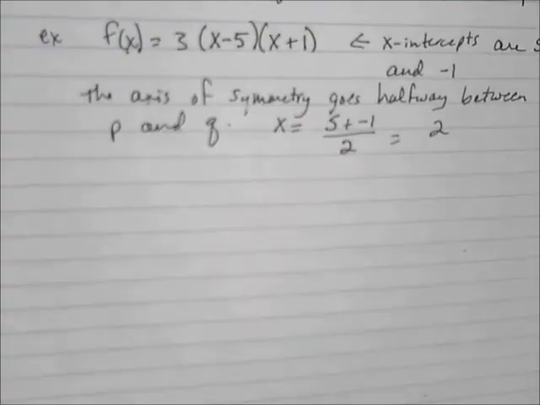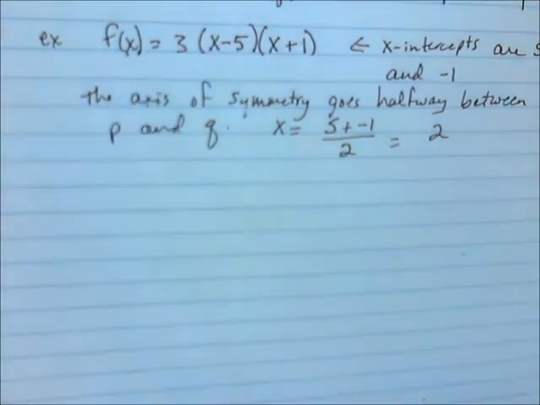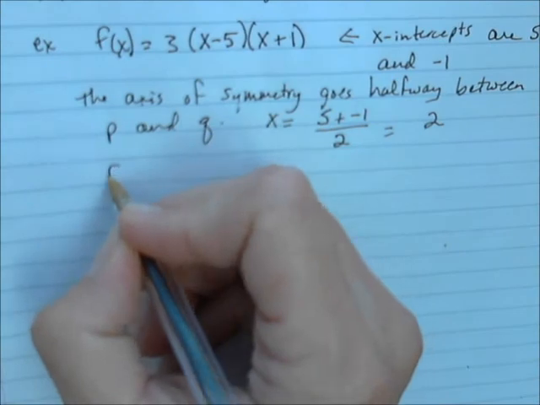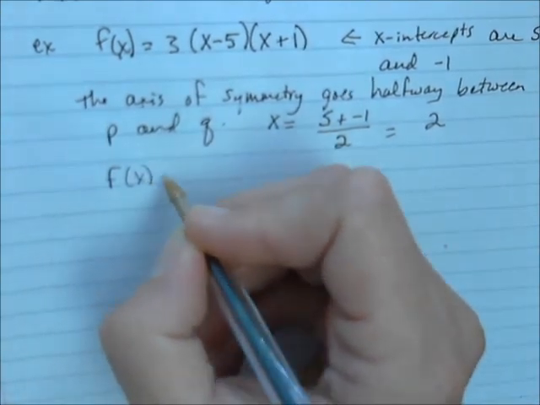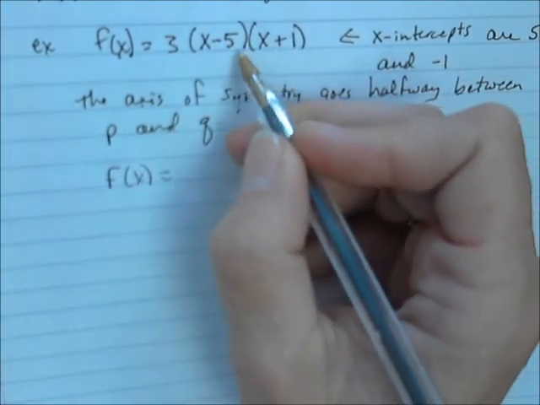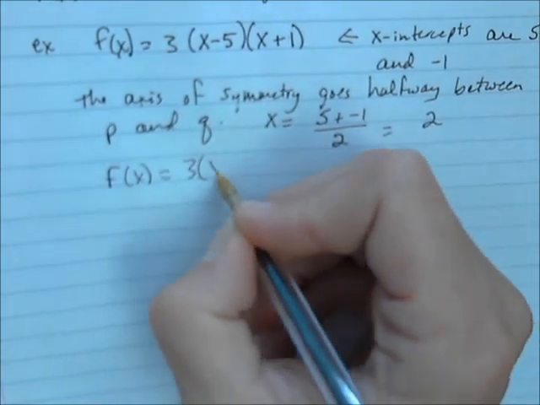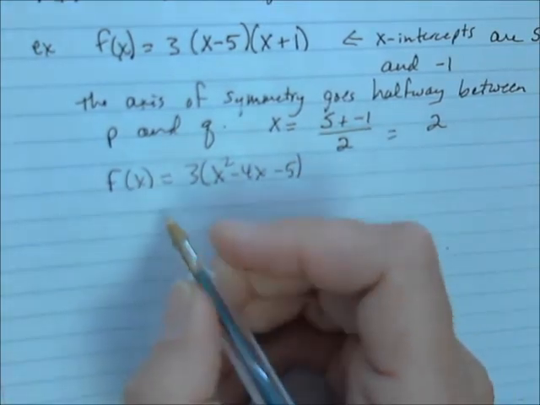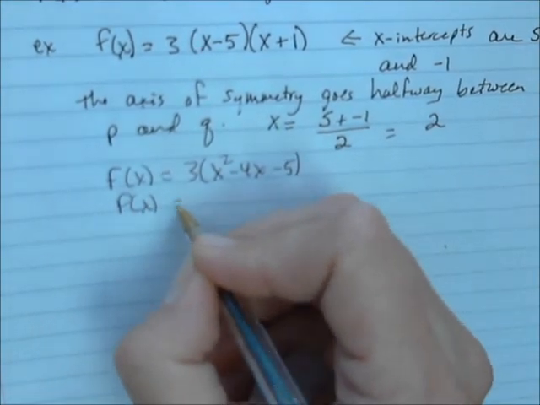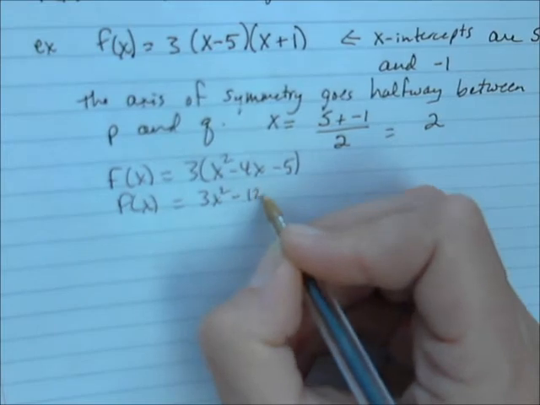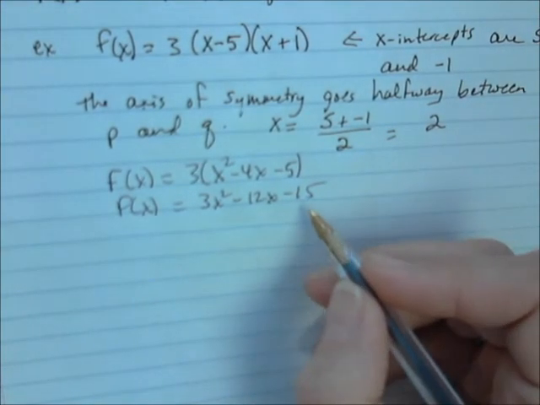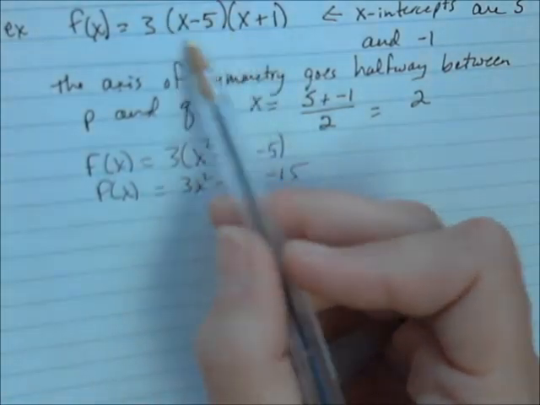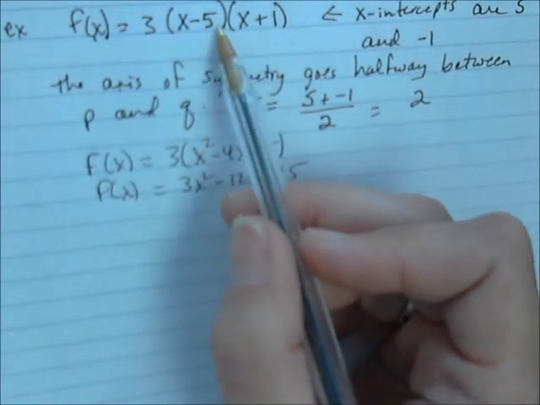You can change this intercept form back into standard form by first calling this f of x equals, and if you FOIL (x minus 5) and (x plus 1), you get x squared minus 4x minus 5. And then if you distribute the 3, you get 3x squared minus 12x minus 15. So that's just a regular quadratic function form, which is the same as this function up here.